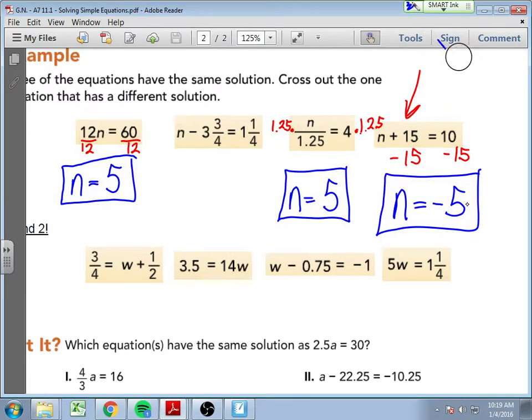Oh, my green is goofed up today. Come on, green.